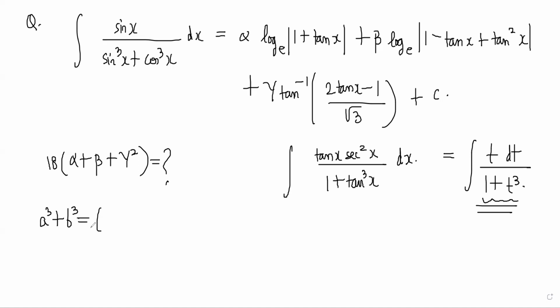What is the formula? a cube plus b cube is a plus b whole cube divided by... minus, sorry, minus 3ab. That's not a factorization. What you're saying is not a factorization. Is this the product of two terms? No. I need it as a product of two terms.